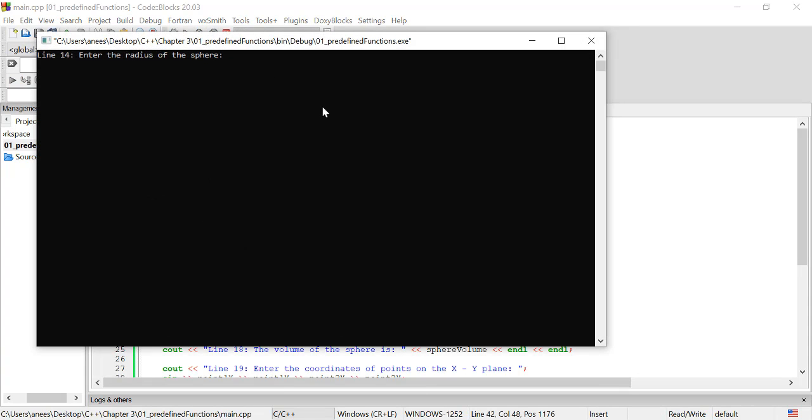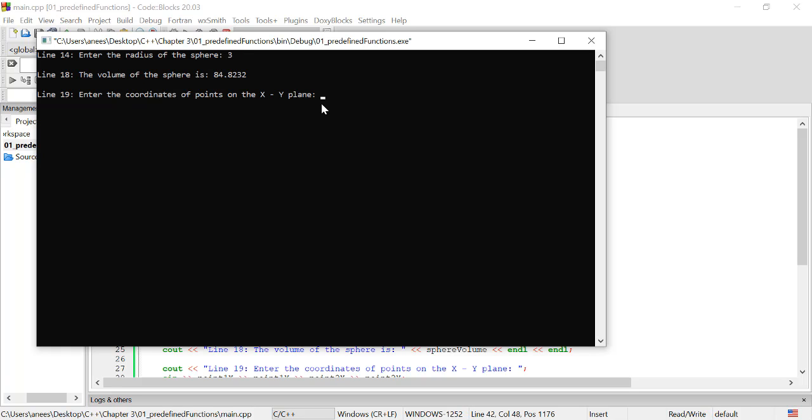Enter the radius of the sphere. Say this sphere has a radius of 3. The volume of the sphere is 84.8232.